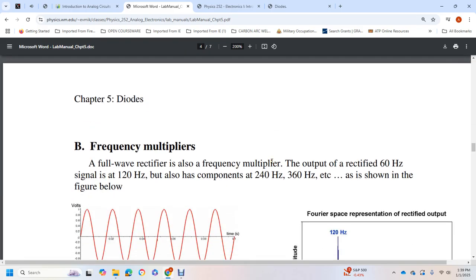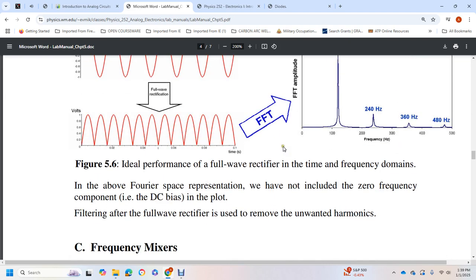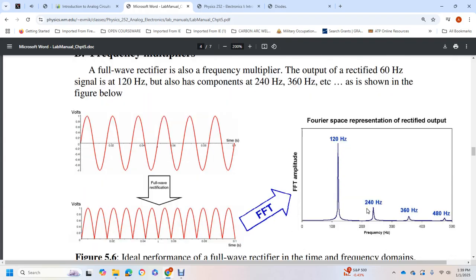B. Frequency multipliers. With a full wave rectifier frequency multiplier, the output of a rectified 60 Hz signal is 120 Hz. It has components at 240 Hz and 360 Hz, also shown in the figure below. In the Fourier series representation, we include the zero frequency component of the DC bias in the plot. Filtering after the full wave rectifier removes the unwanted harmonics. So over here we have 120, 240, 360 through 480.